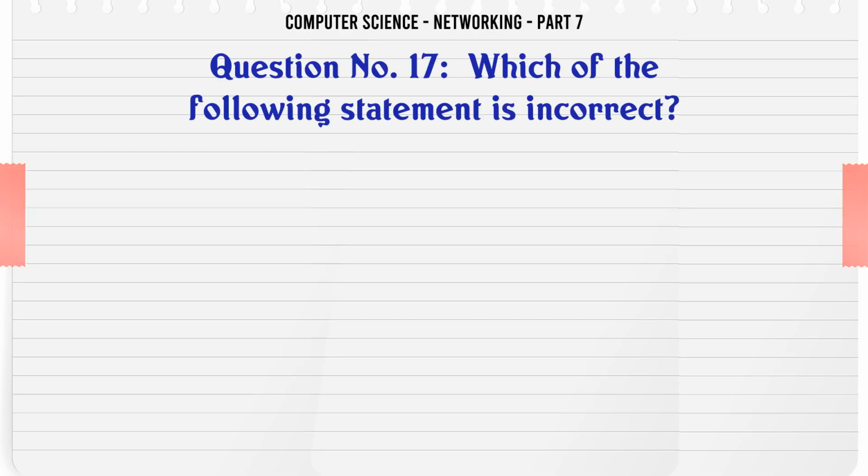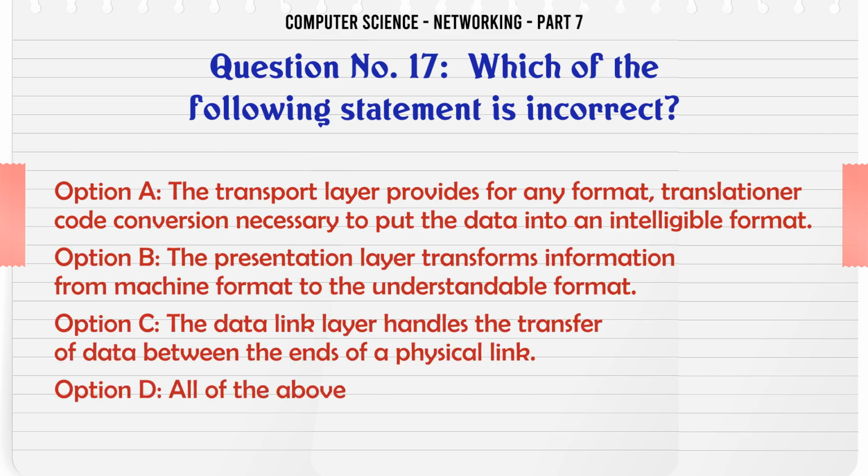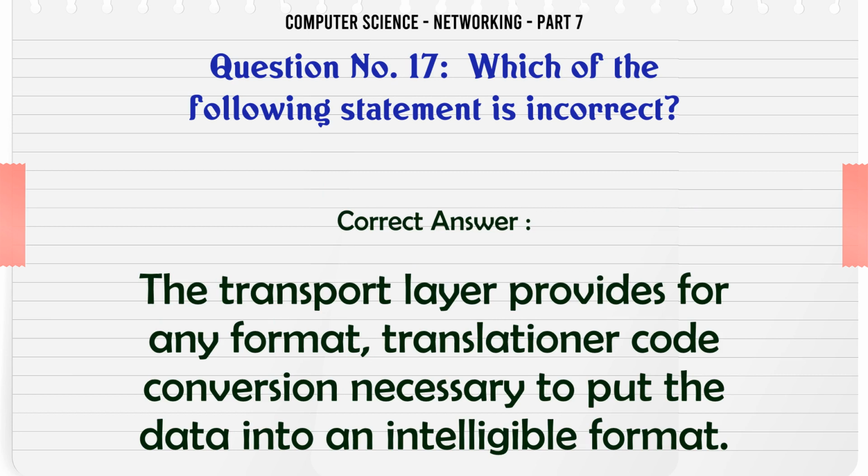Which of the following statement is incorrect? A. The transport layer provides for any format translation or code conversion necessary to put the data into an intelligible format. B. The presentation layer transforms information from machine format to the understandable format. C. The data link layer handles the transfer of data between the ends of a physical link. D. All of the above. The correct answer is the transport layer provides for any format translation or code conversion necessary to put the data into an intelligible format.